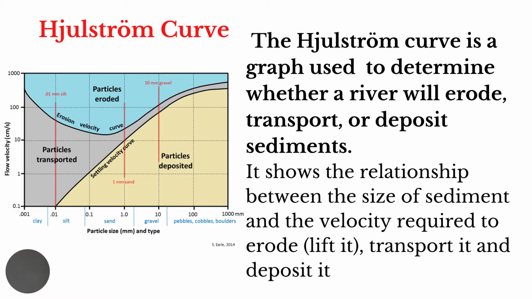Now, the graph that you are seeing is called the Hjulström curve. The Hjulström curve is a graph used to determine whether a river will erode, transport, or deposit sediment. It shows the relationship between the size of the sediment and the velocity required to lift it, transport it, or deposit it.